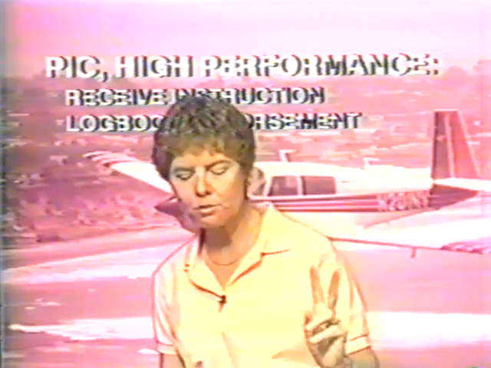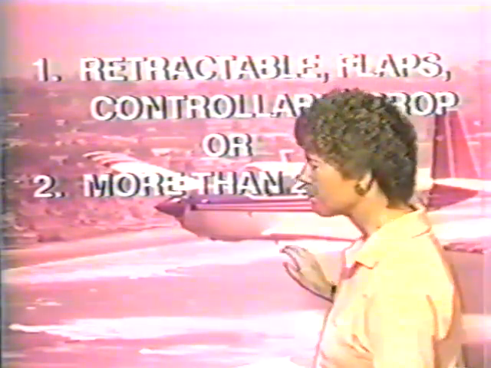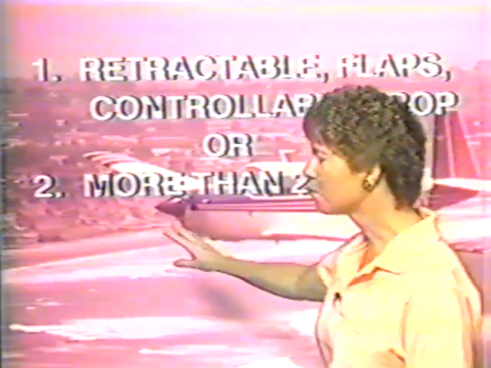Now, there are 2 separate and distinct definitions of a high-performance airplane. The first definition of a high-performance airplane is an airplane that has, like the Mooney, retractable landing gear, flaps, and a controllable propeller. If it's got all 3 of those things, it doesn't make any difference how much horsepower it's got. If it's got retractable landing gear, if it's got a controllable propeller, if it's got flaps, it doesn't make any difference how much horsepower the engine's got. It's a high-performance airplane, and you're going to need flight instruction and a logbook endorsement in it.